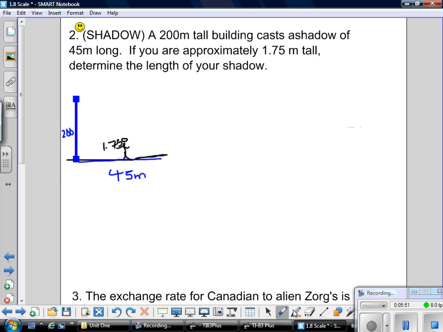So what we're comparing here is the building with the shadow. Okay, so we know the relationship between the building and the shadow. And we know that that relationship, according to here, is 200 meters. As soon as I find it, there it is, 200 meters to 45 meters.